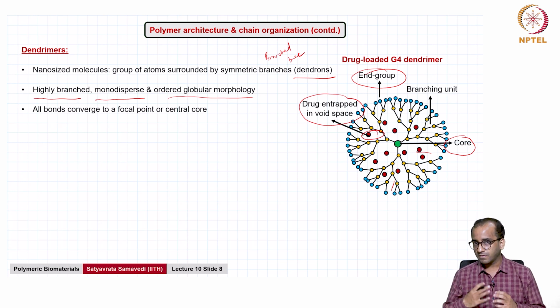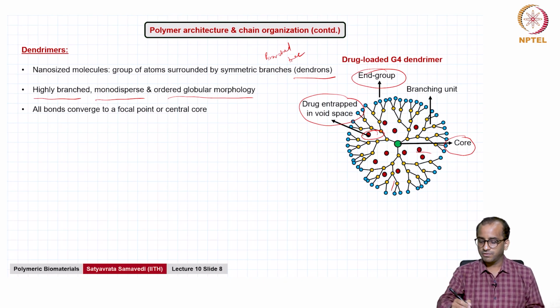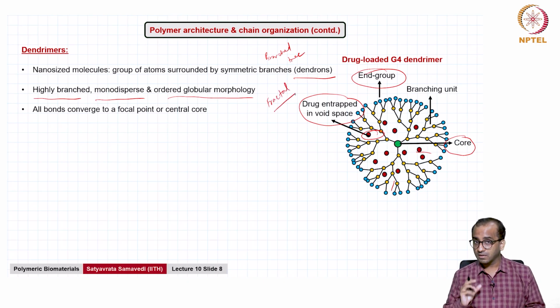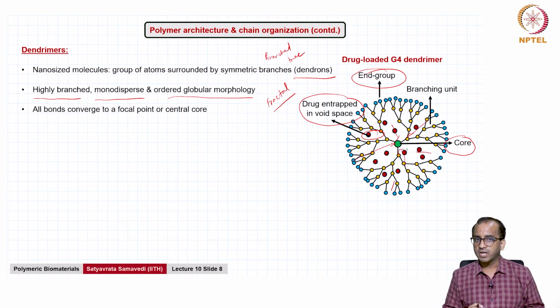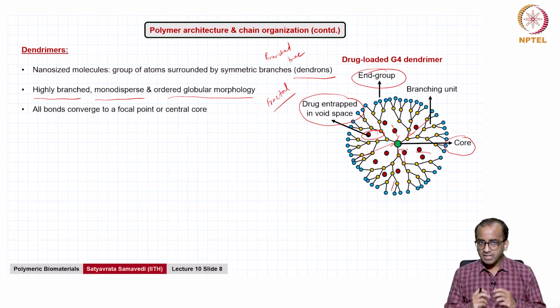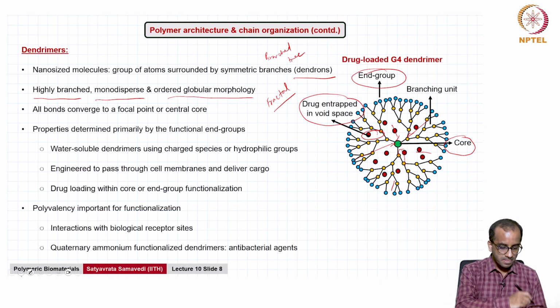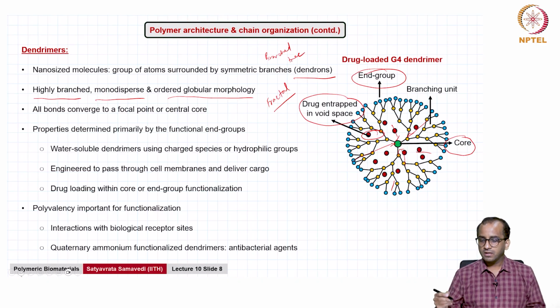So this is an example of a dendrimer which is loaded with a drug, and what this might also remind you of is a fractal structure. If you are familiar with fractal like structures, this might remind you of one. And you notice that all the bonds converge to a focal point, which is the core. This architecture is very unique to dendrimers, and why they are of special significance in biomedical applications is because, one, the properties of these dendrimers are largely governed by the N group functionality.